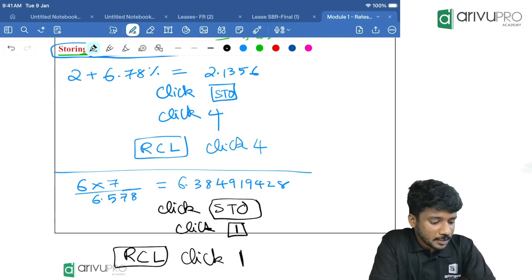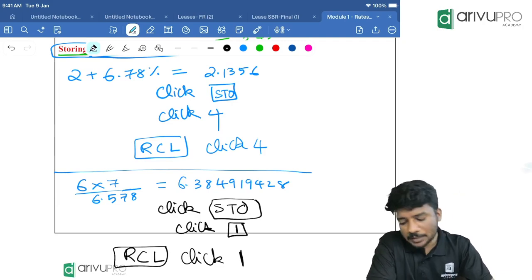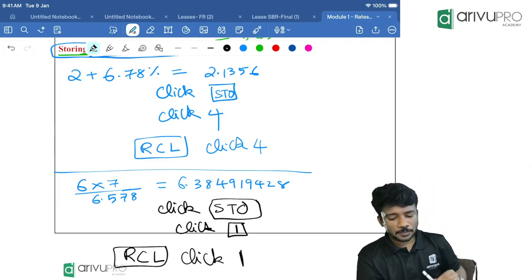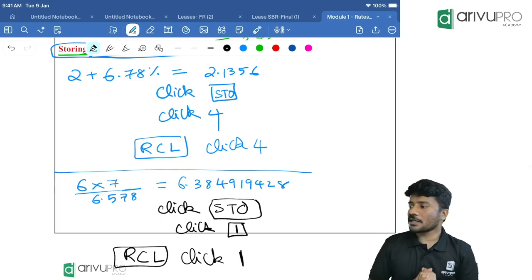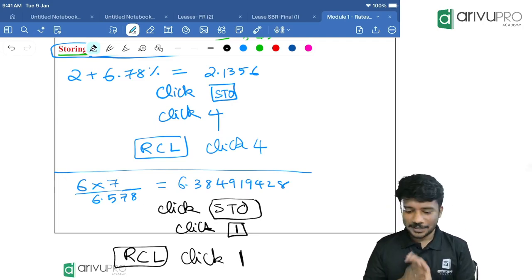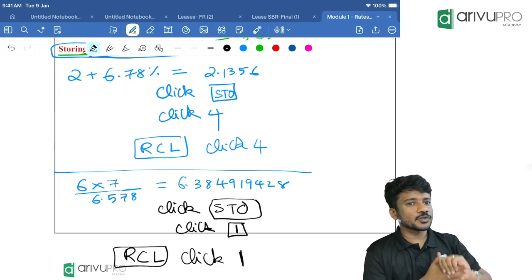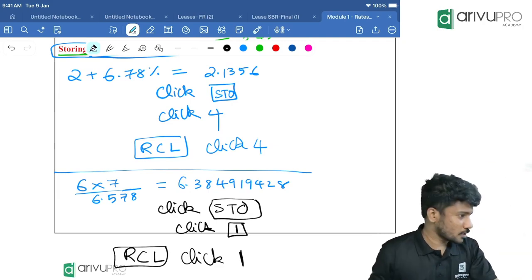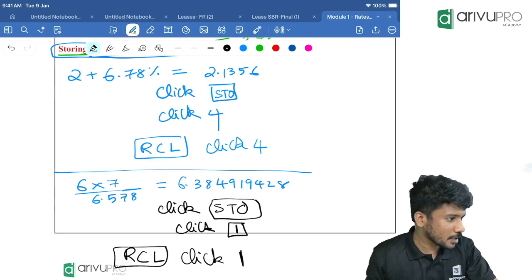Click the RCL button, then click 1. It will come back. Okay. So, people, that is the basic of storing values. This storage of values will be used for multiple questions. Multiple questions we will be using it.